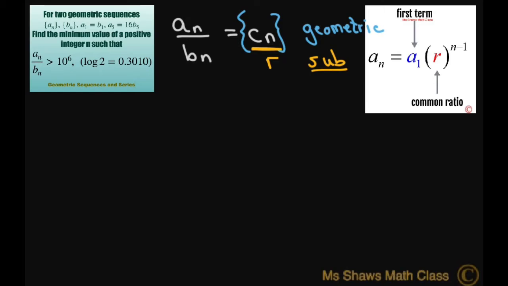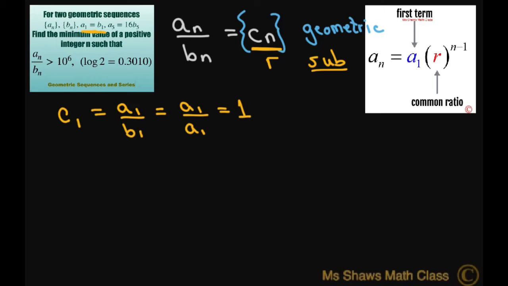So then we're going to have c sub 1, and that would just be a sub 1 divided by b sub 1. Well, since they equal each other, that's just like saying a sub 1 divided by a sub 1, or b sub 1 divided by b sub 1, and that equals 1.